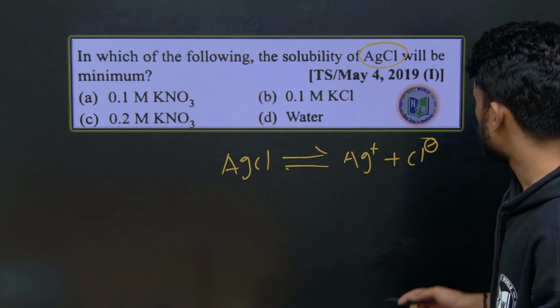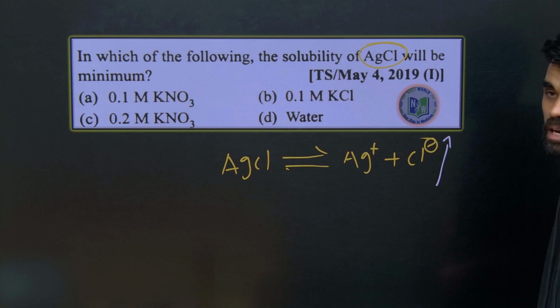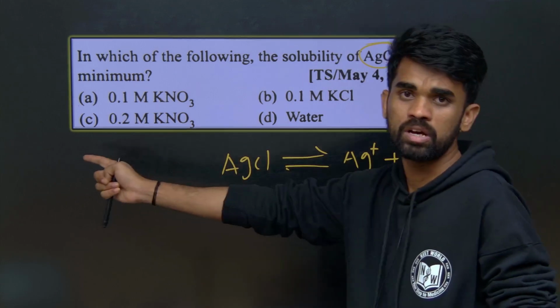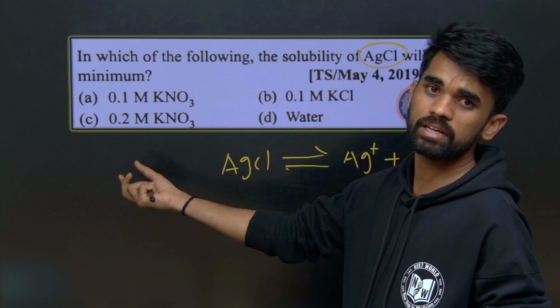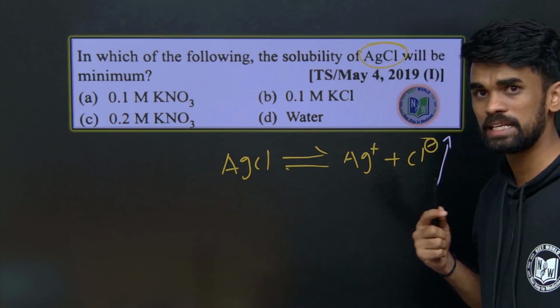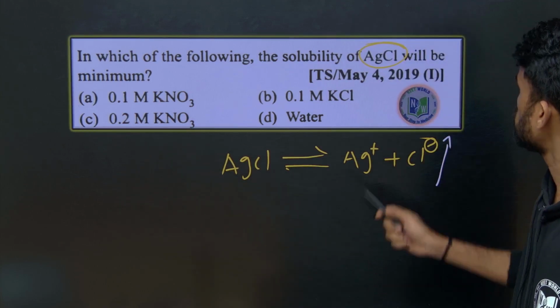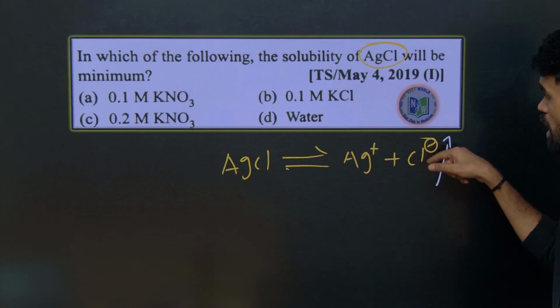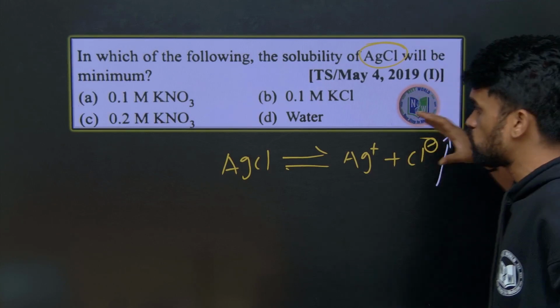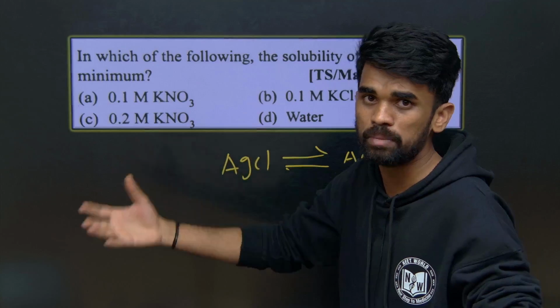So now if we increase the concentration of Cl minus, what happens? Equilibrium moves backward. If we increase the concentration of Ag plus, it also moves backward. This is the application of Le Chatelier's principle. So now solubility will be minimum. When will it be minimum? If we add any of these ions to this solution, then equilibrium moves backward, and its solubility decreases.